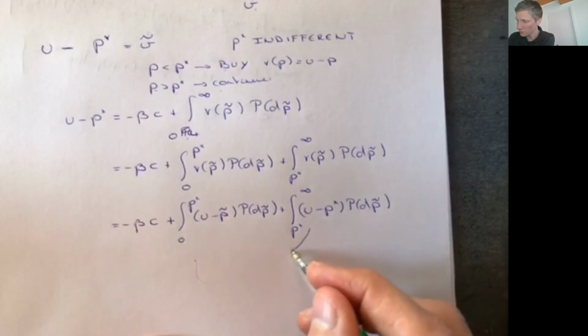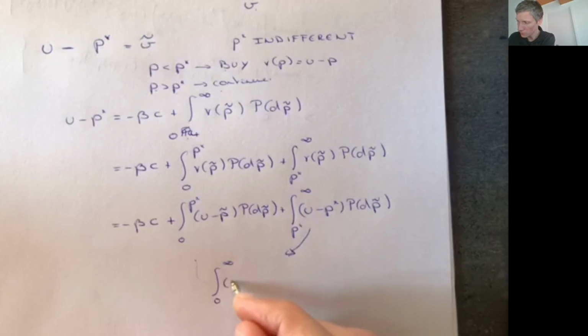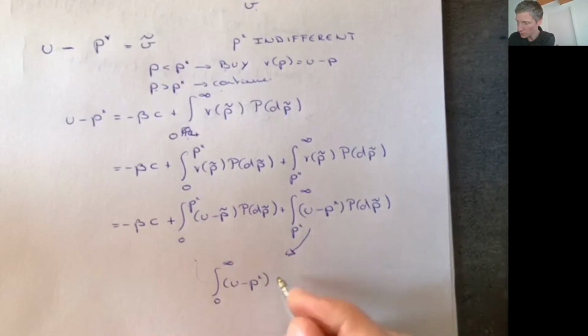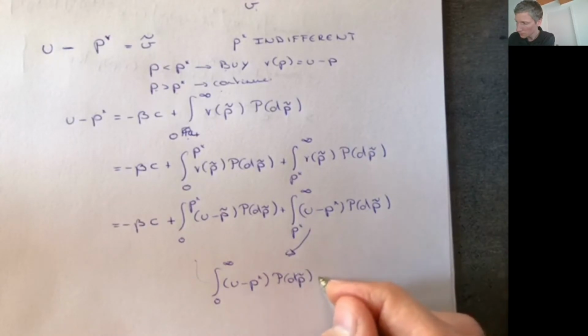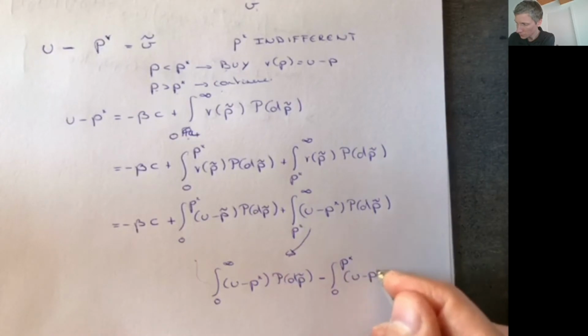So rewriting this a little bit, this is the integral from 0 to infinity of U minus P star, minus the integral from 0 to P star of U minus P star.